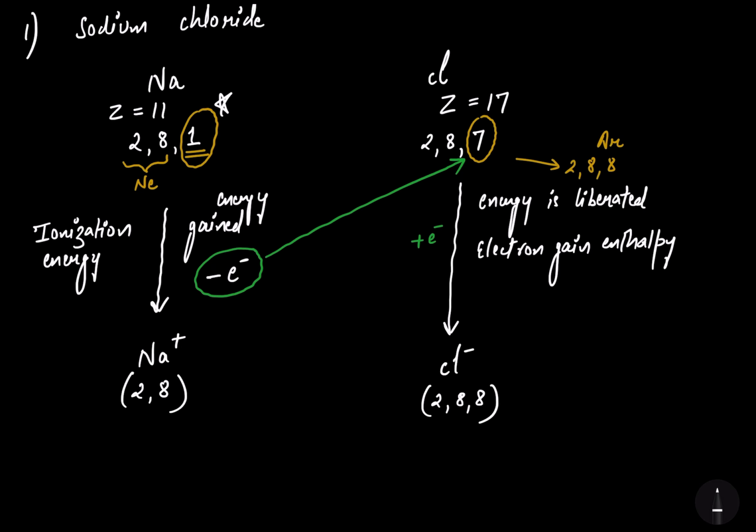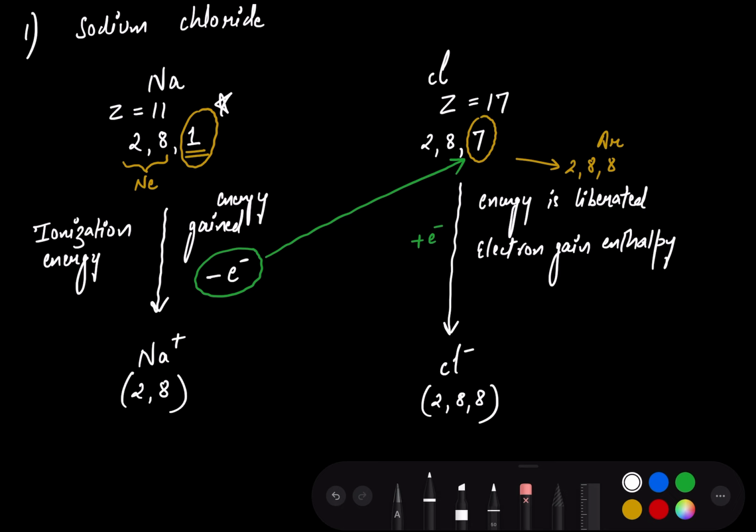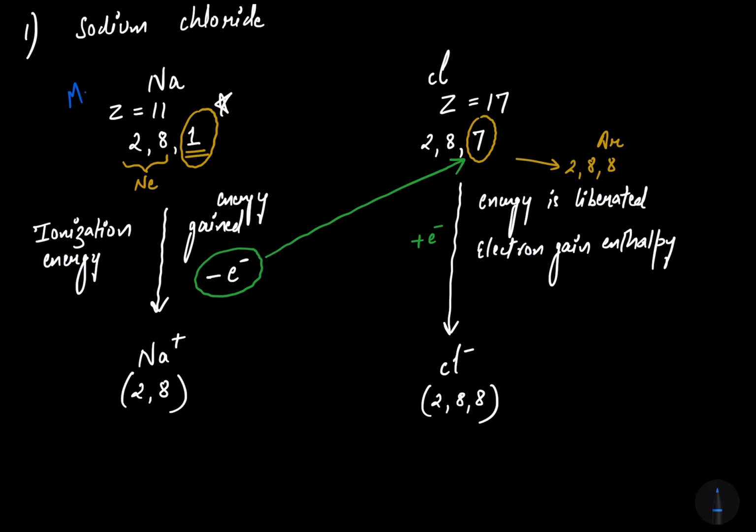And let me mention one thing more, that sodium has lost an electron, so it is obviously a metal, and chlorine which has gained an electron is a non-metal. So metal has lost an electron and non-metal has gained an electron. The electron lost by metal has been gained by the non-metal.